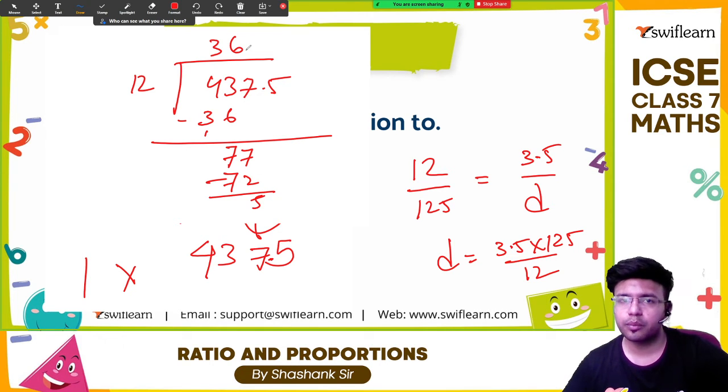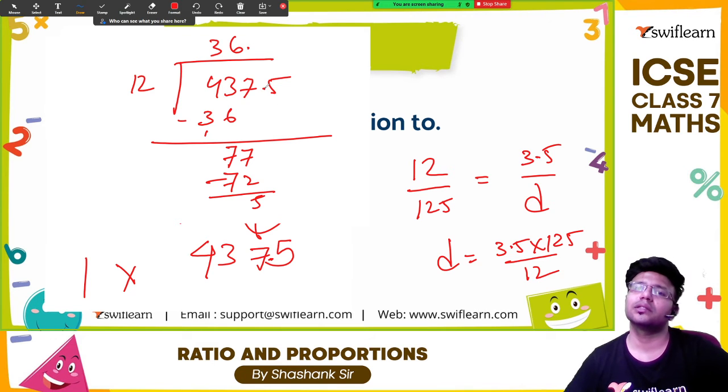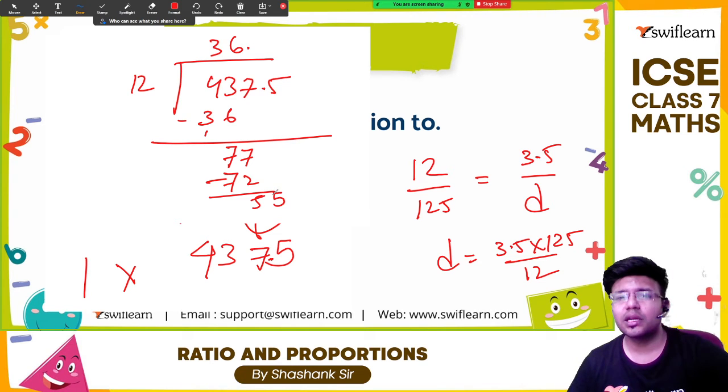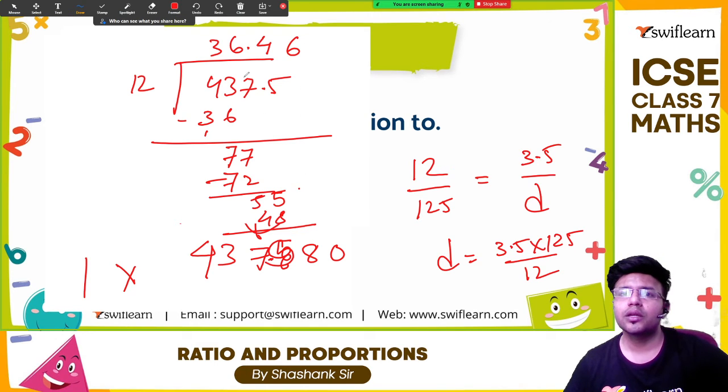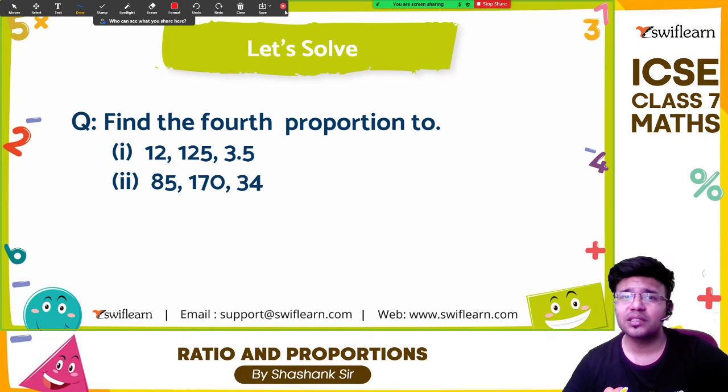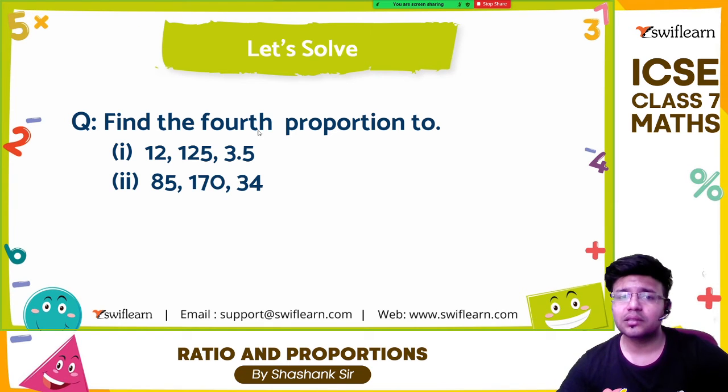Take the next, put the decimal point. Since the decimal point is there, take the next number down. 12 fours are 48. Okay, so 55 minus 48 is 7. 12 fives are 60, 12 sixes are 72. Okay, so 36.46 is the approximate answer.